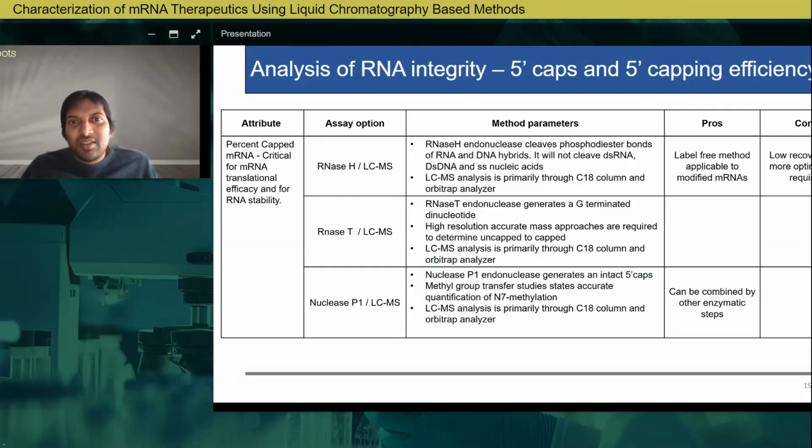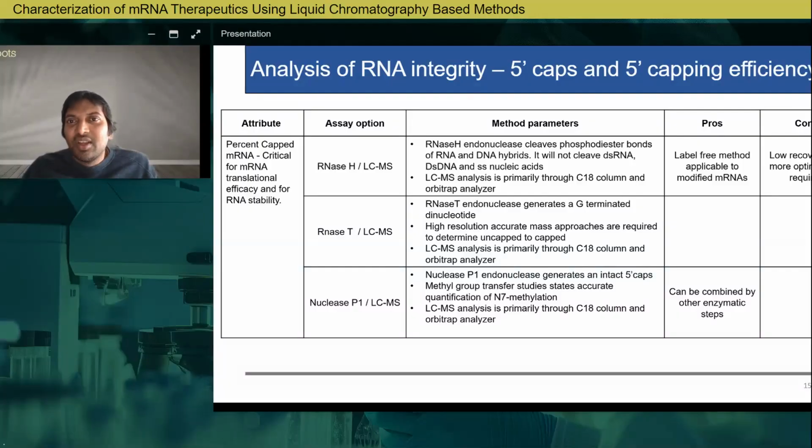Then there's another enzyme, the RNase-T enzyme, which is an endonuclease. It generates a cut ending at G. One of the great things about RNase-T is that it's not going to cut any of your poly A, because you don't have any G in there. So this is also an enzyme that's used for poly A.